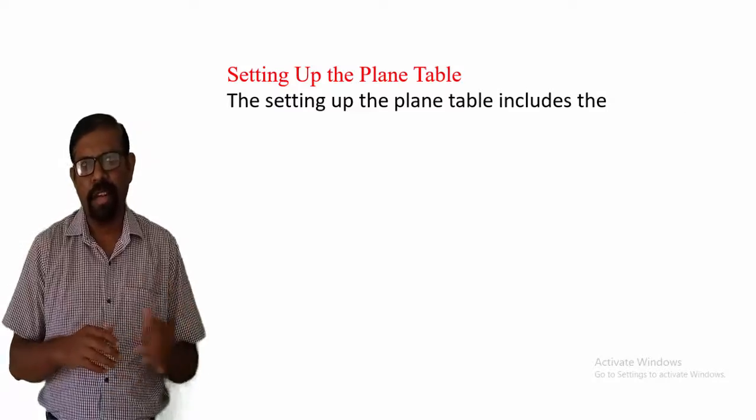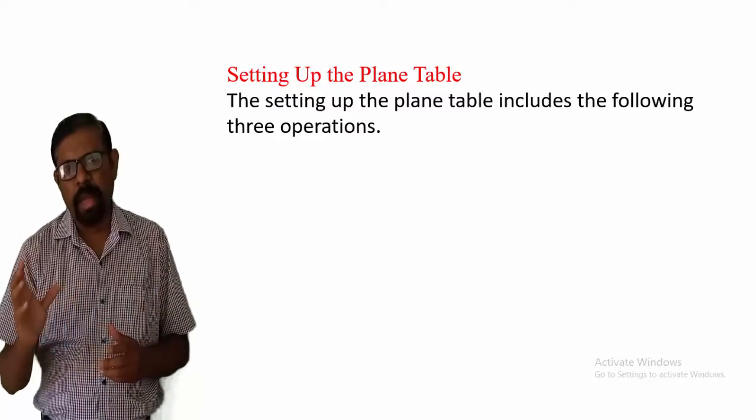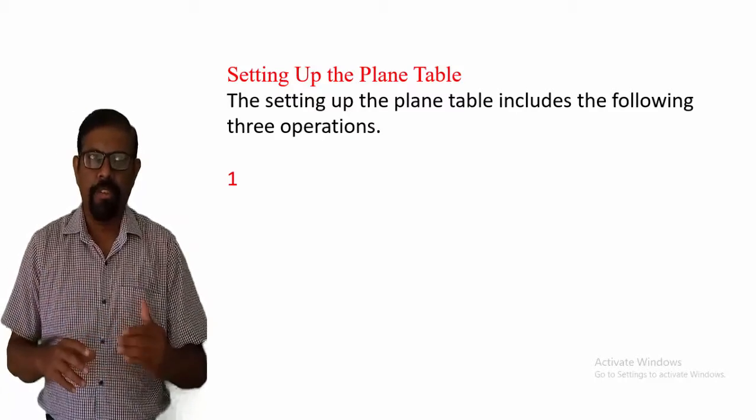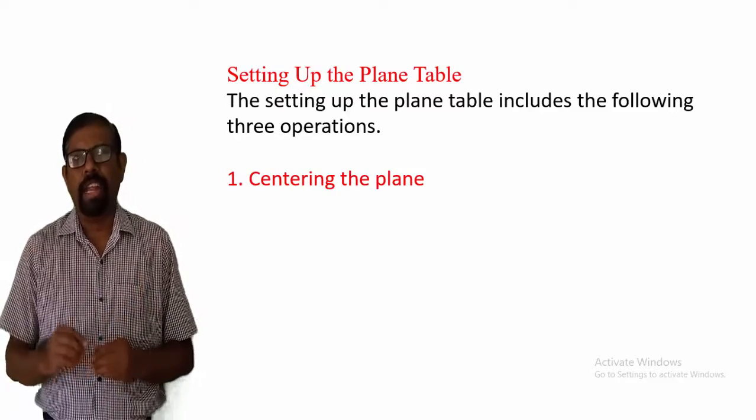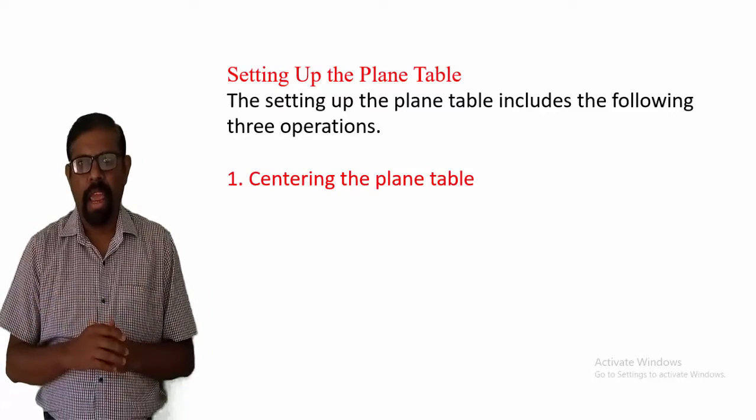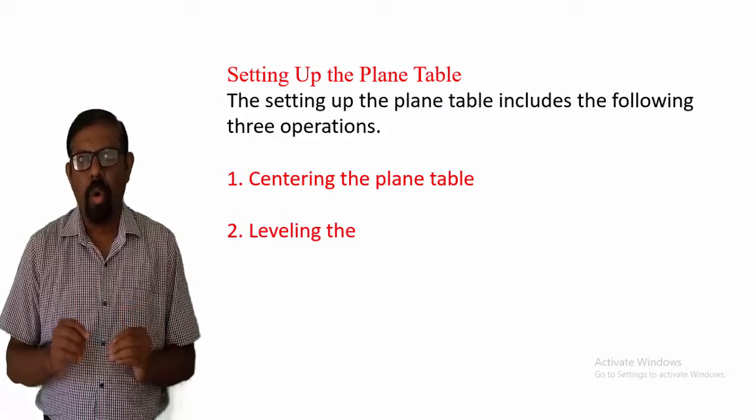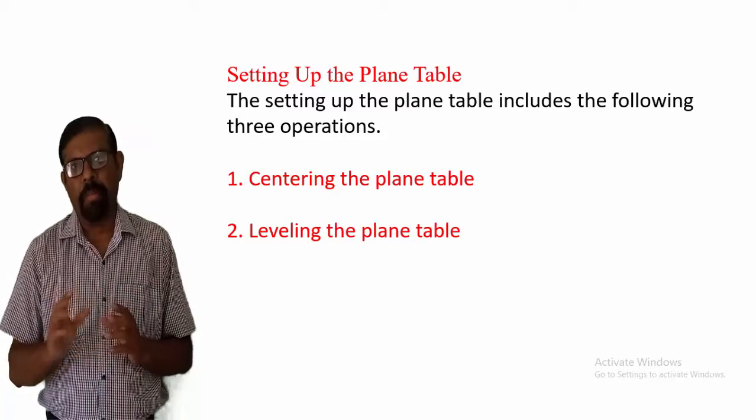The first one is centering the plane table. The second one is leveling the plane table. And the third one is the orientation of the plane table.